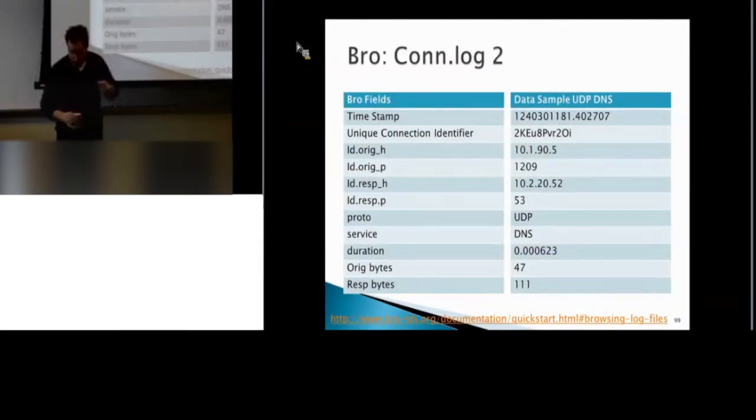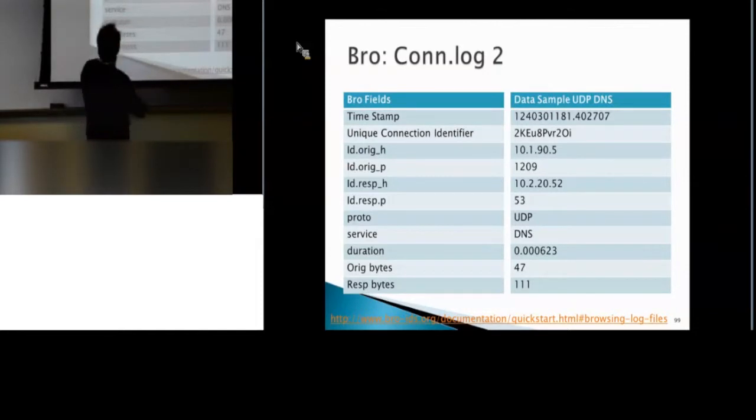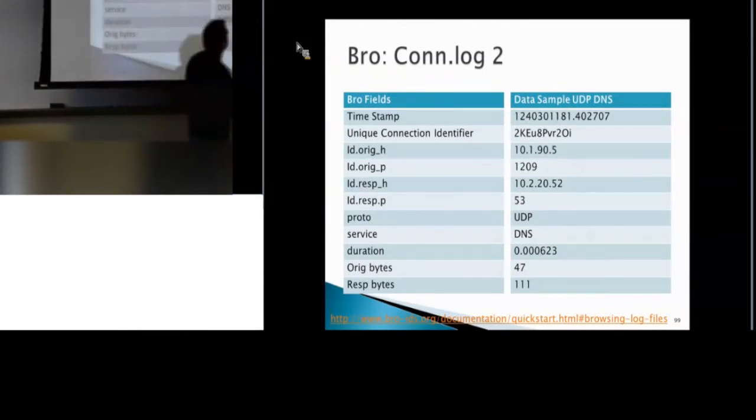So here's the conn log version two. I broke it into pretty little graphs. So we have timestamp, unique connection identifiers, what Bro creates. And this is a DNS example right here. Here's your origin information, your port, where it's going, also port, the protocol it is, the service, which is really nice, it does that there. The duration of it, the bytes one way, bytes the other way.